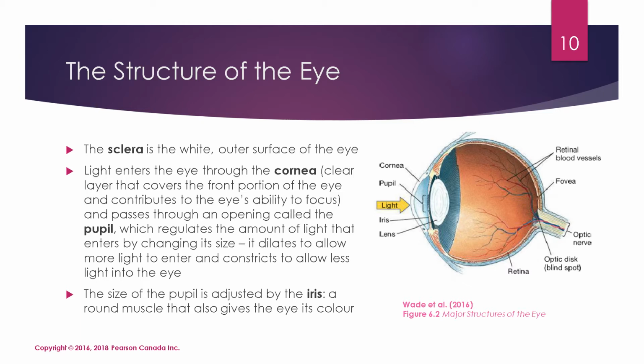And the size of the pupil is actually adjusted by the iris. So the colored part of your eye, whether it's blue or green or brown or whatever color, that part of your eye is the iris. A lot of people think of it as just the colored section, but it is actually the muscle that causes the pupil to constrict or dilate. So it is very important in terms of the function of your eye.